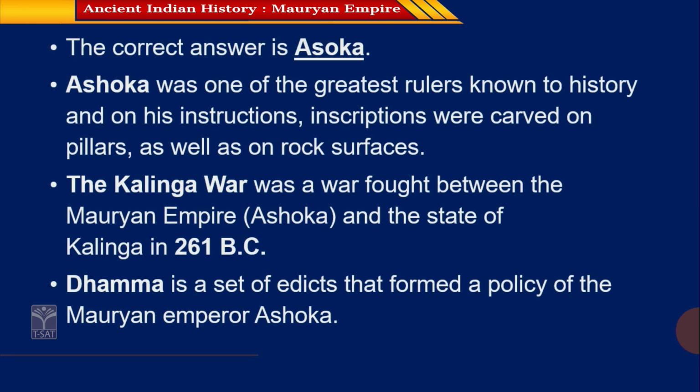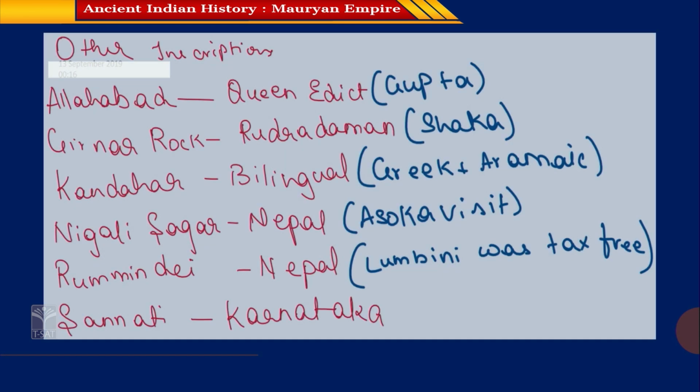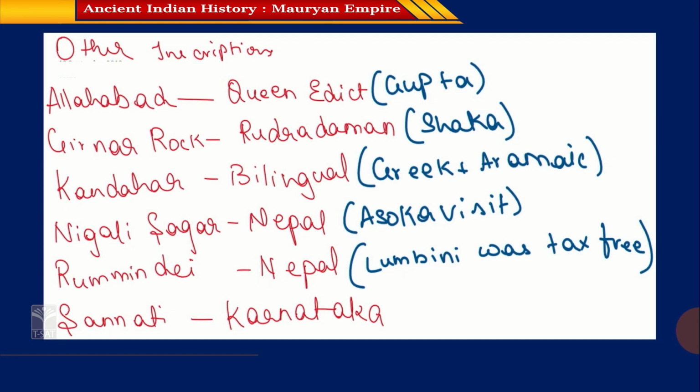Ashoka was obviously the first great ruler to give his information on stone slabs and inscriptions. During his period, the Kalinga war was also fought in the state of Kalinga, and Ashoka emphasized a set of edicts and ethics known as Dhamma. To promote Dhamma, he gave many inscriptions. There are other inscriptions which are very important for prelims, especially in match the following type questions.